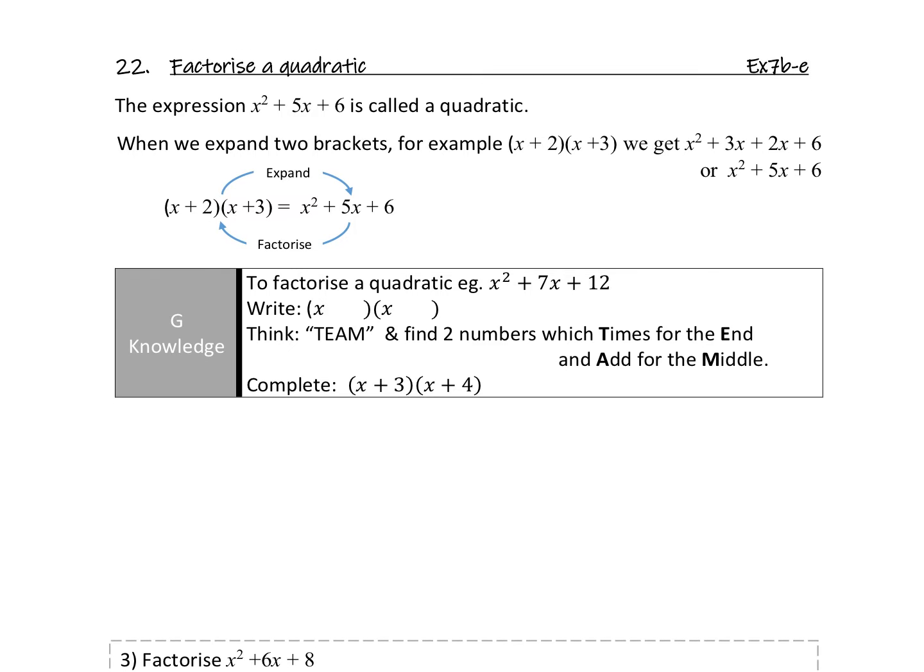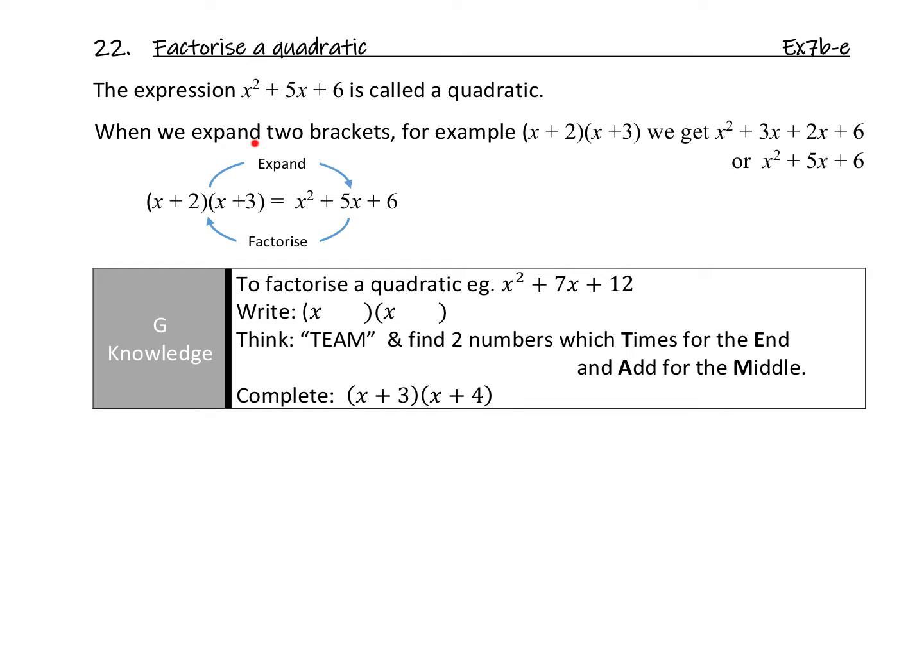So as I've said already, the expression x squared plus 5x plus 6 is called a quadratic. When we expand two brackets, for example x plus 2 multiplied by x plus 3, we end up getting x times x, which is x squared, x times 3, which is 3x, 2 times x, which is 2x, and 2 times 3, which gives 6. And if we simplify that, the x terms can be added together to give 5x. So when we expand double brackets, we get a quadratic.